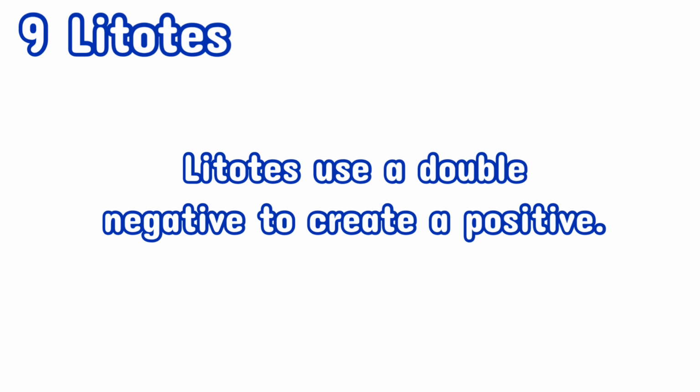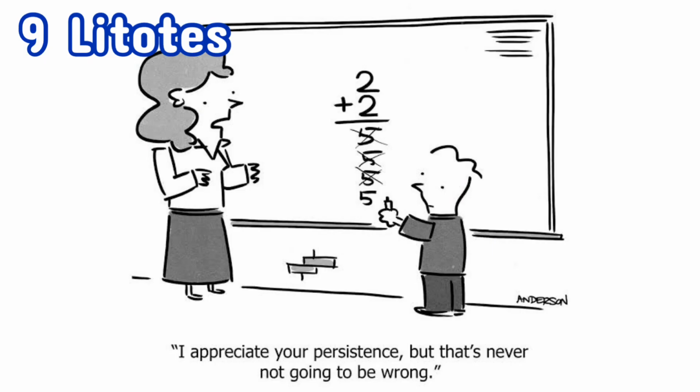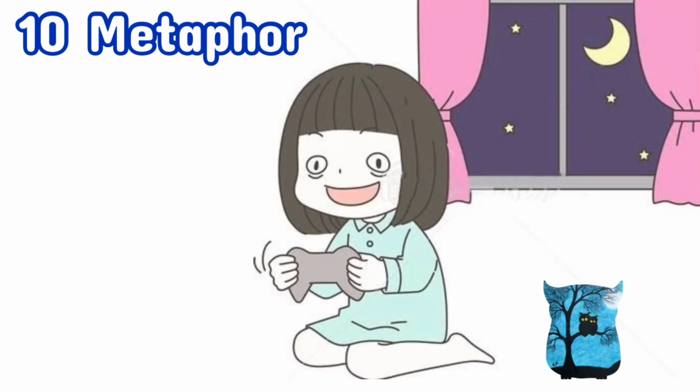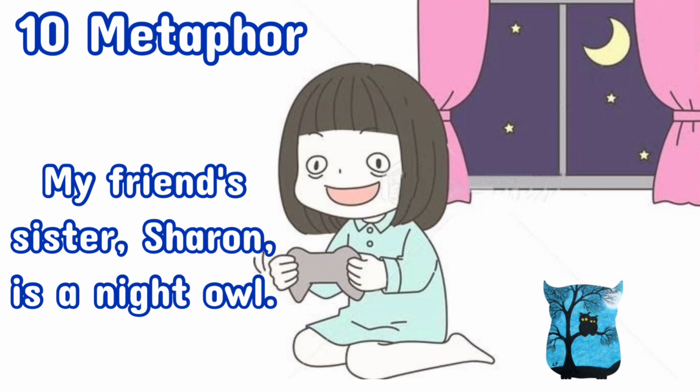Number 9. Litotes. Litotes use a double negative to create a positive. Example: I appreciate your persistence, but that's never not going to be wrong. Number 10. Metaphor. A metaphor is the direct comparison of dissimilar things to create more vivid imagery or understanding. Example: My friend's sister, Sharon, is a night owl.